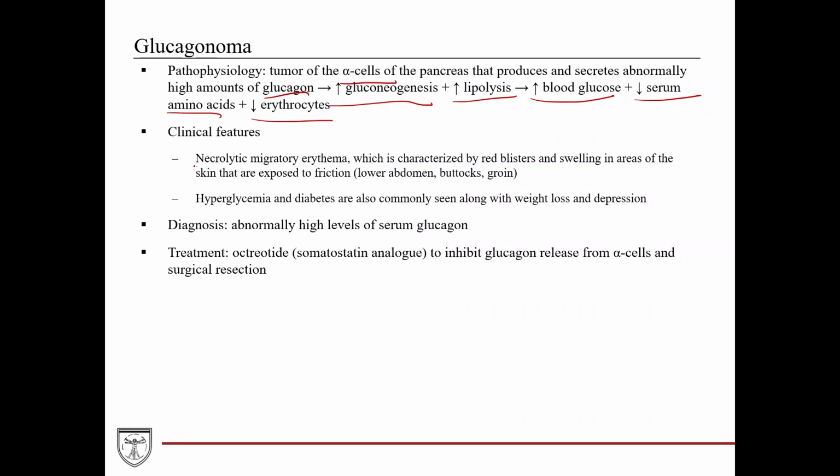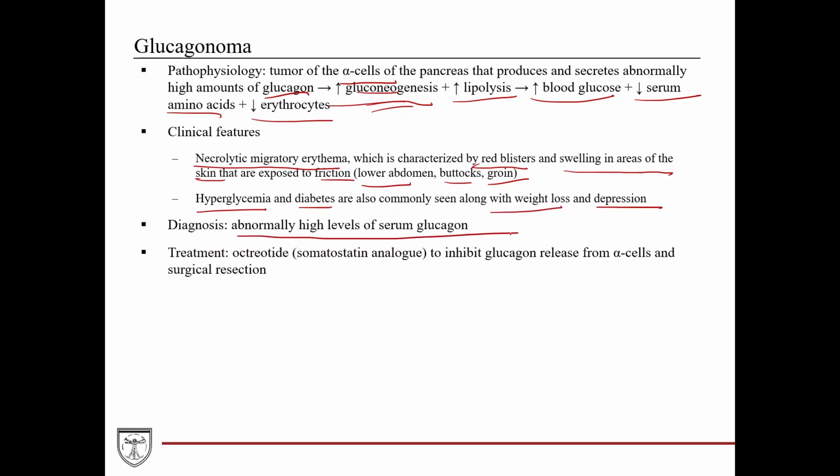Clinical features: necrolytic migratory erythema. This is a characteristic rash or skin lesion that you're going to see in these patients. It's very characteristic for glucagonoma. It's characterized by red blisters and swelling in the areas of skin that are exposed to friction, like the lower abdomen, the buttocks, the groin. And then on top of that, you're going to see hyperglycemia because of gluconeogenesis. You're also going to see diabetes as a result of that, if they've had this for a period of time, they can develop diabetes, and then commonly seen along with weight loss and depression.